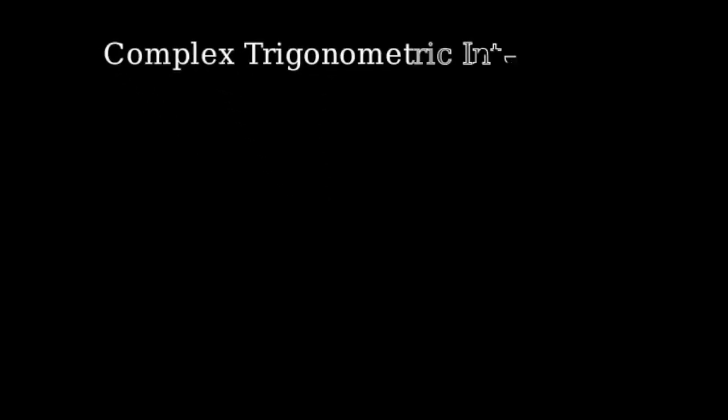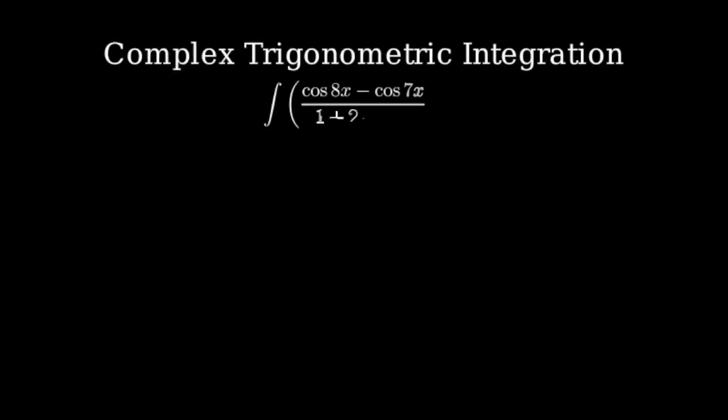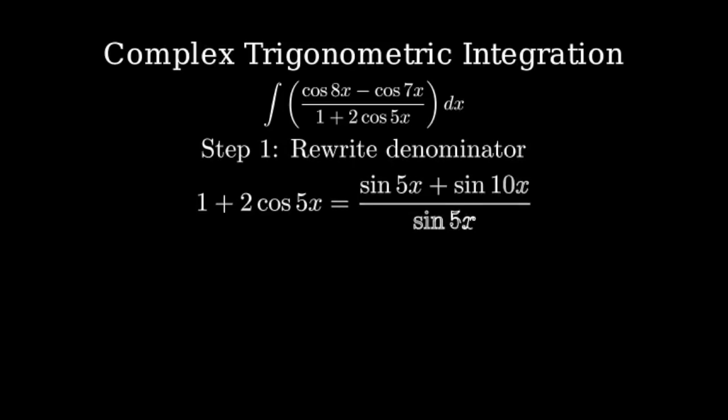Let's solve this complex trigonometric integral step by step. We need to evaluate the integral of (cosine 8x minus cosine 7x) divided by (1 plus 2 cosine 5x). Our first step is to rewrite the denominator using a trigonometric identity.